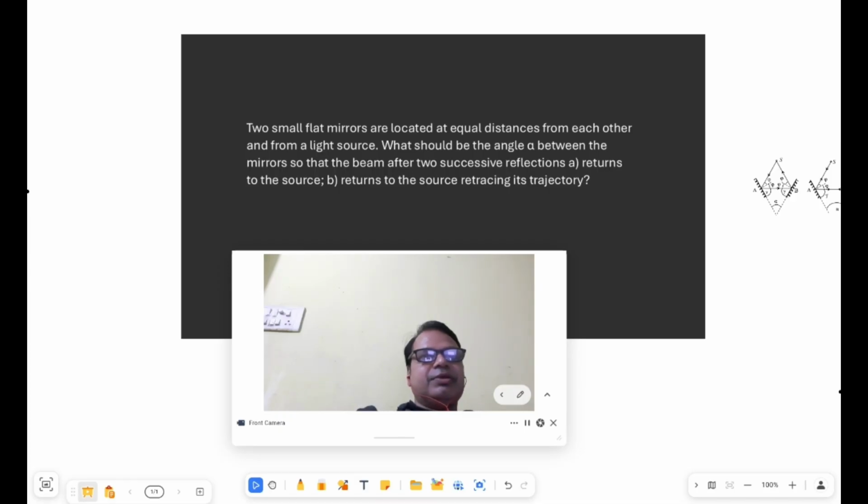This is the first case, that means it returns to the source itself. And the second problem is return to the source retracing its path. That means it goes back the way it came. The beam retraces its trajectory. This is the second case, and in the first case it simply reaches the source itself. So I have drawn diagrams for the solution of these two problems, and let us see how we are going to solve it. So focus on solving now.